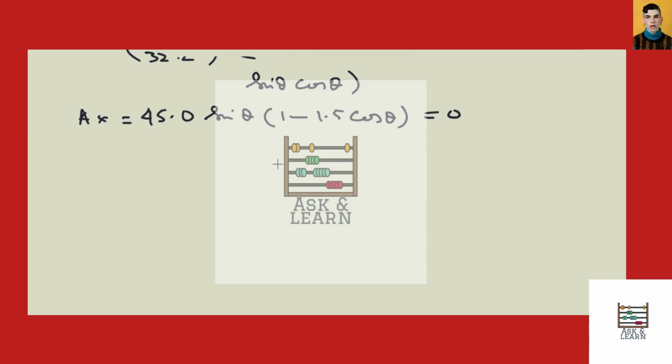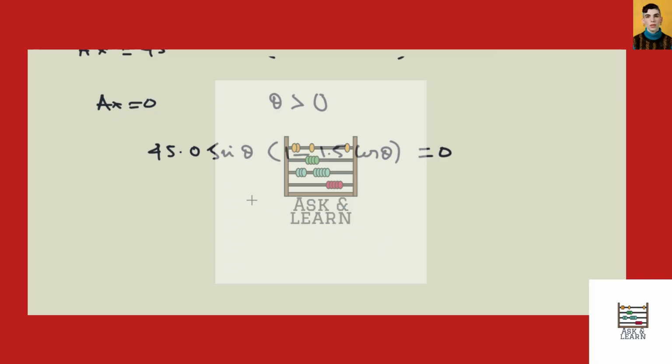Now in case the ladder begins to slide, at that case we can write this X equal to 0. Then we can write the relation for theta greater than 0 as 45.0 sine theta into 1 minus 1.5 cosine of theta is equal to 0. So from here we can write the angle theta as theta is equal to 48.2. This is the required answer. Thank you.